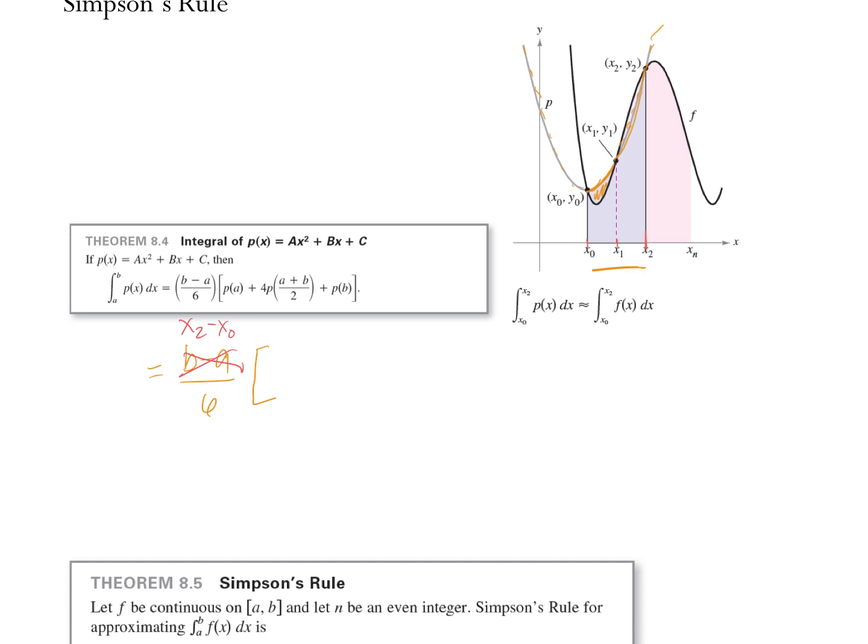And P of a becomes f of x0 plus 4 times P of (a plus b) over 2. A plus b over 2 in this case would be x0 plus x2 divided by 2. Are you guys with me that would equal x1? That x1 is the halfway point between x0 and x2. Okay? So this becomes 4 times f of x1 plus f of x2.